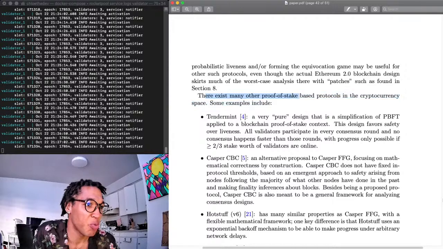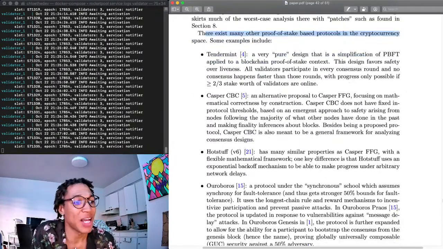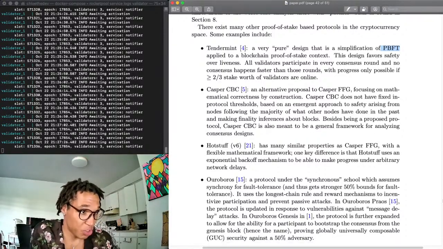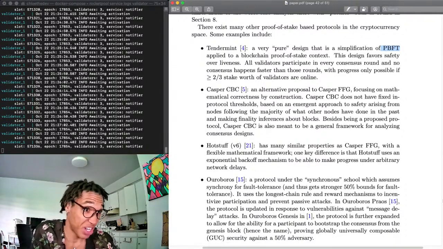There exist many other proof of stake based protocols in the cryptocurrency space. Some examples include, and I will not go through these, Tendermint, which I'll probably go through a paper review of because I've been meaning to go through it. A pure design that's a simplification of PBFT. And I've also been meaning to go through the PBFT paper on this channel, so I'll probably do that as well. There's Casper CBC, which I've never actually gone through.